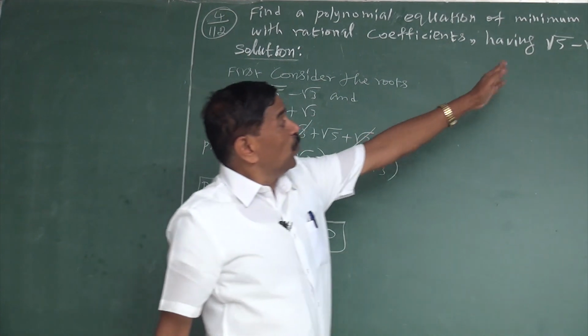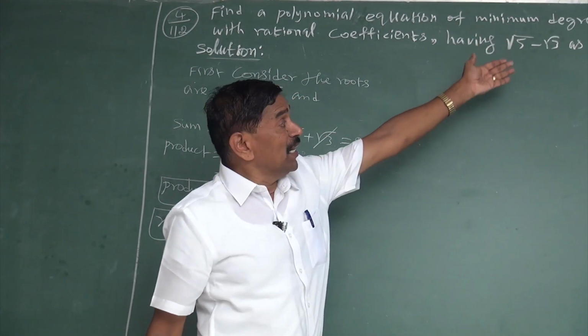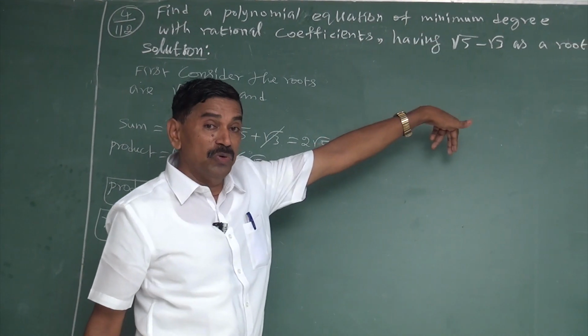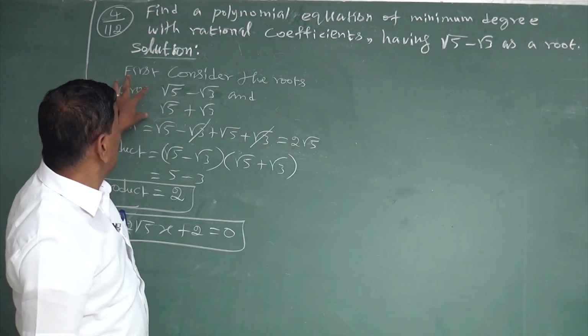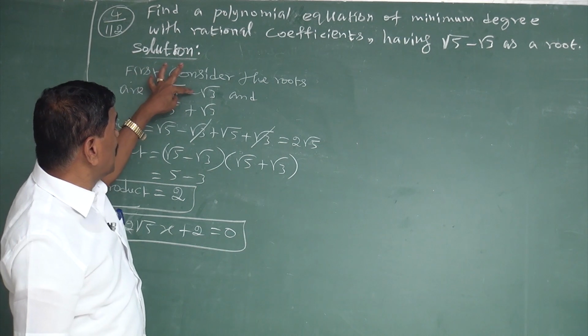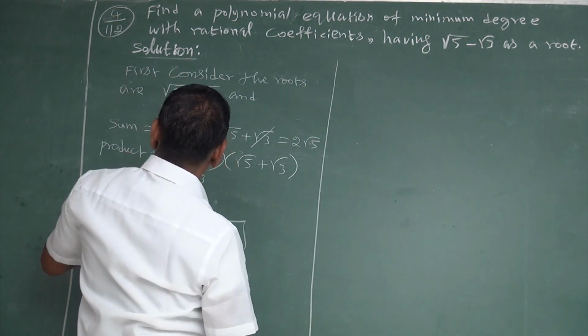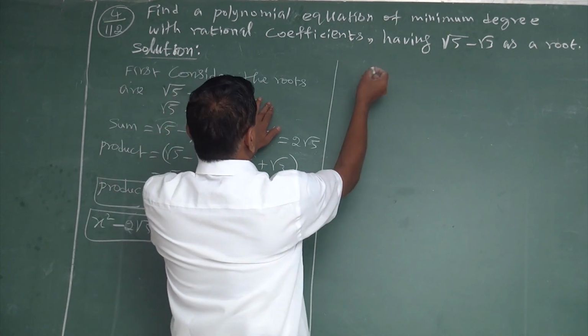Again, here root 5 minus root 3 is an irrational number. It has 3 more roots. One root is given and 3 more roots. First consider root 5 fixed and take a conjugate, minus opposite plus. It is the first part. Now listen, second part. Now consider the second part. Now consider the roots.